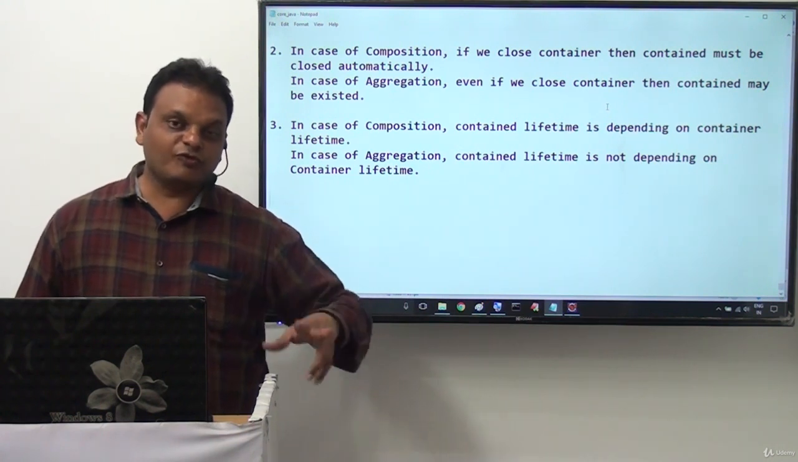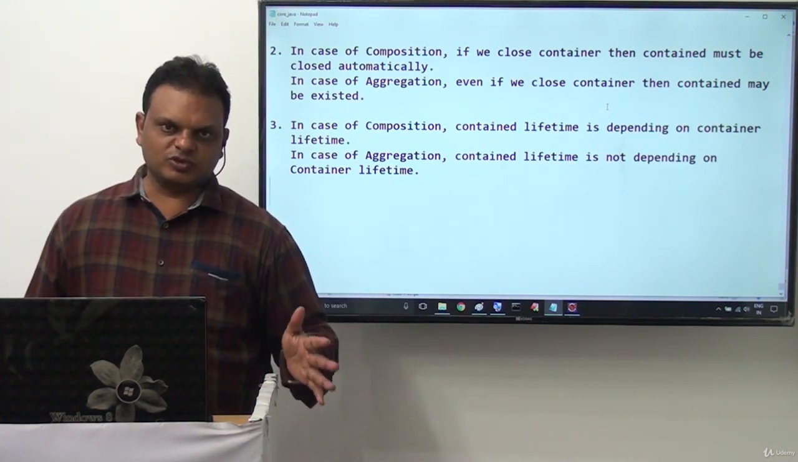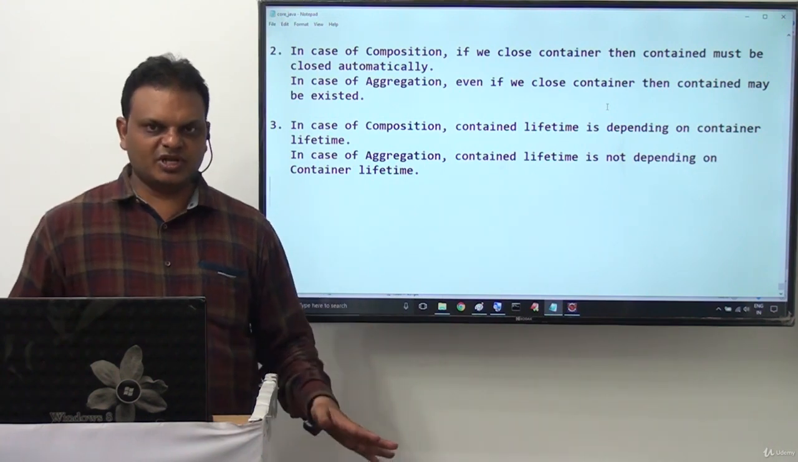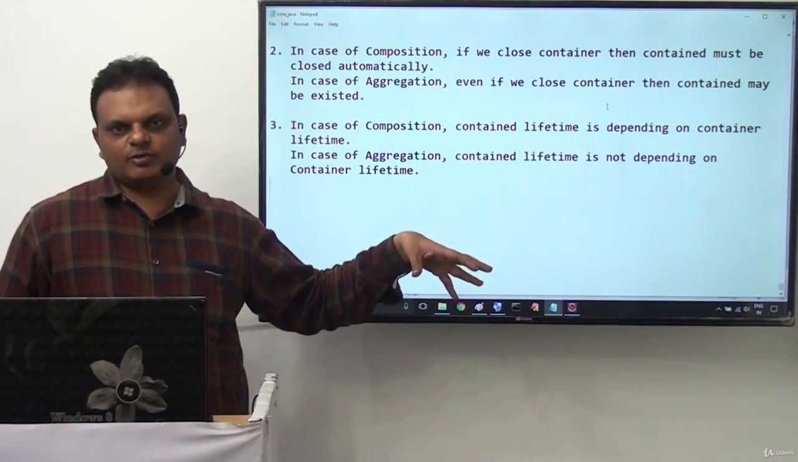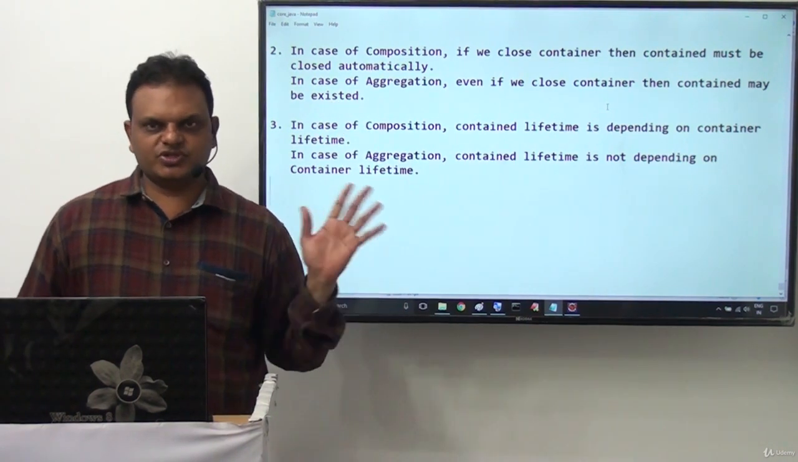So they are the two forms of associations. Associations exist in these two forms only. This is the overall information about composition, aggregation and associations clearly.